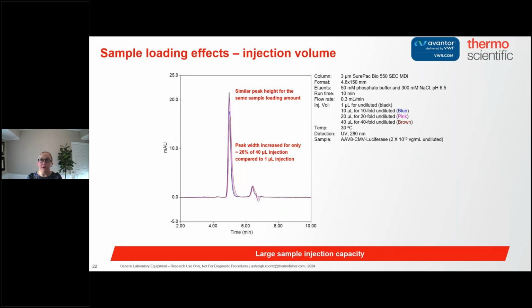And here we have sample loading effects and injection volume. We do have a large sample injection capacity with the SEC columns, but I would definitely challenge you to determine, these samples are very precious. And if you can get a great resolution on a 1 microliter injection, then why would you use 40, right? So think about that when it comes to the types of samples that you have, and if you're sample limited, you can really get great quality data still with even a smaller injection volume in your SEC method.